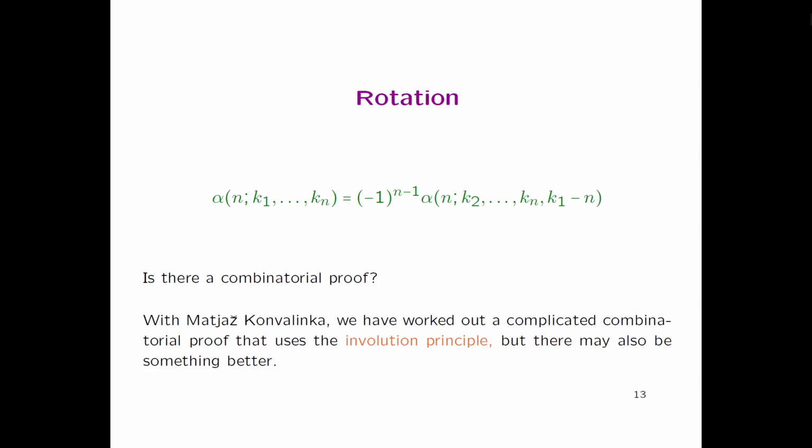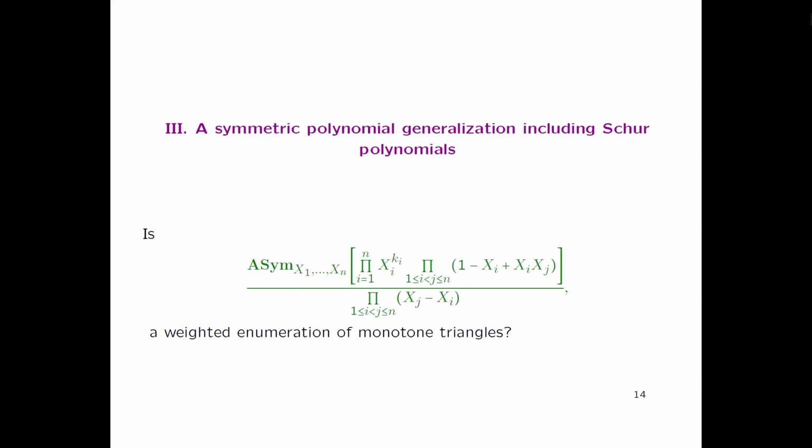The question is whether there is a combinatorial proof, because this identity is really super useful for several things. And actually, there is a combinatorial proof that I have with Matjaž. It's just very complicated. It uses the involution principle, and there could be something better, I think.